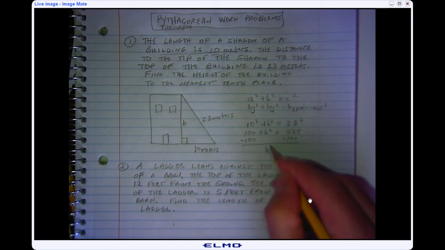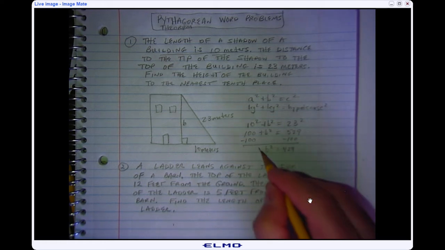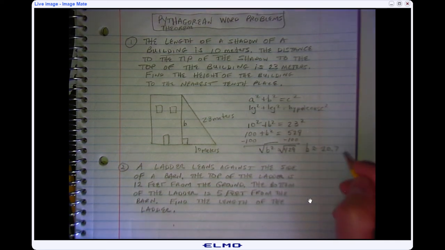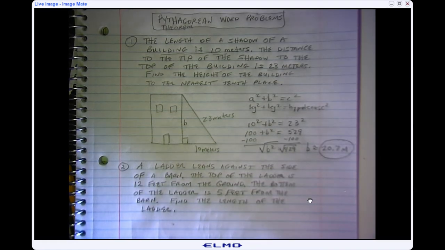So b squared equals 429, and the opposite of squaring is the square root. Now, when I square root 429, I'm going to get about 20.7. So the answer to the height of this building is going to be 20.7 meters in height.